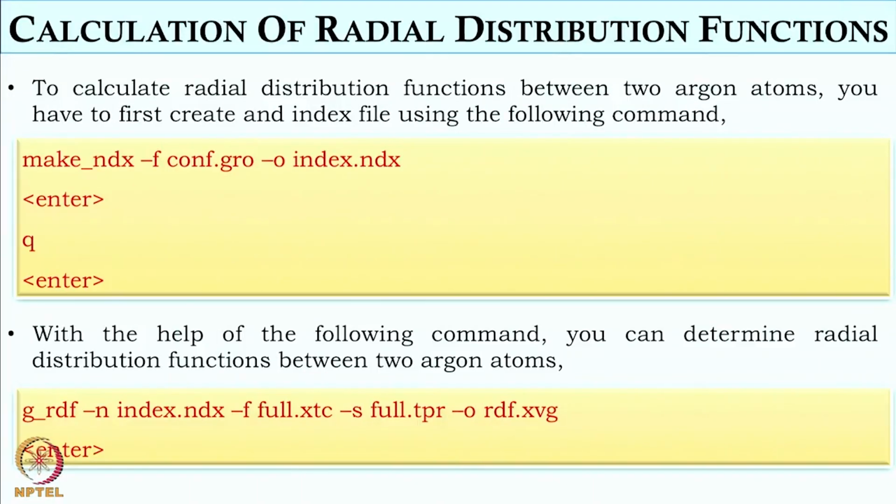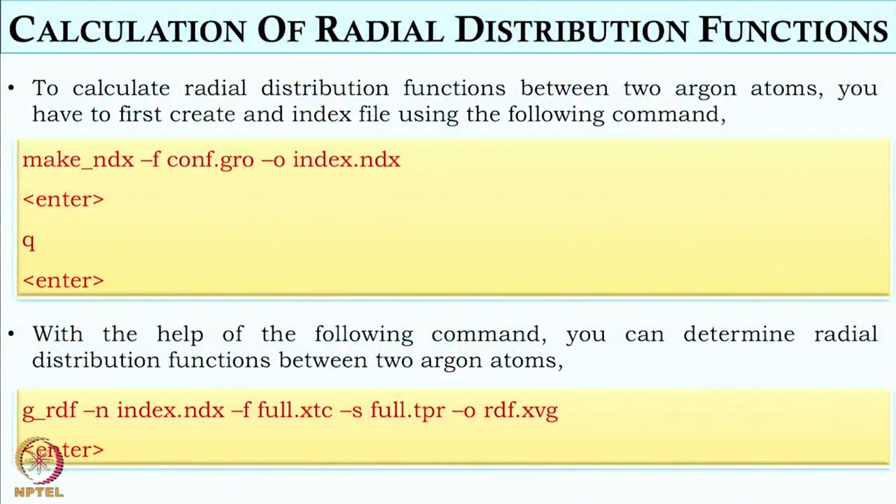Doesn't the TPR file include some information of the trajectory? No, the TPR file doesn't include it. The TPR file includes information about the topology file, about the GRO file, and about the MDP file, but it doesn't include any information regarding the trajectory. All information regarding trajectory is contained in the XTC file. Okay.